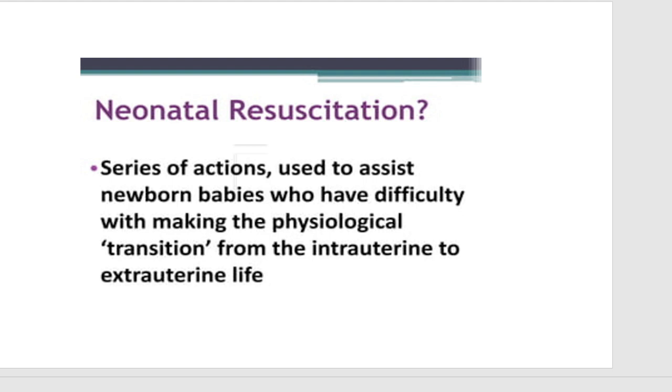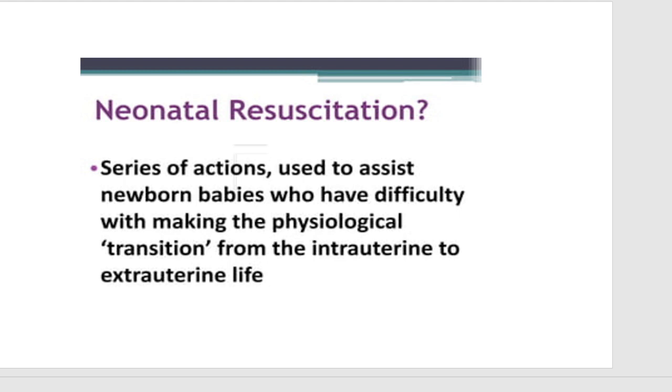Neonatal resuscitation usually takes place soon after birth. If the child has not initiated spontaneous respiration, then we will plan for neonatal resuscitation. The word resuscitation means bringing back, like CPR, cardiopulmonary resuscitation. The same way here, we are bringing back the normal vital signs to the neonate or newborn baby. There are different types of actions we do to bring the baby back to normal.